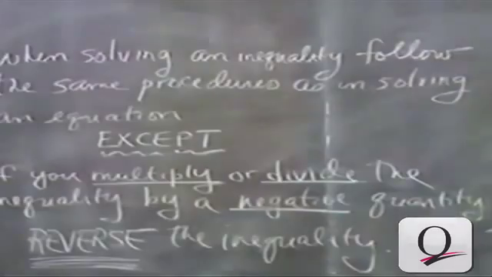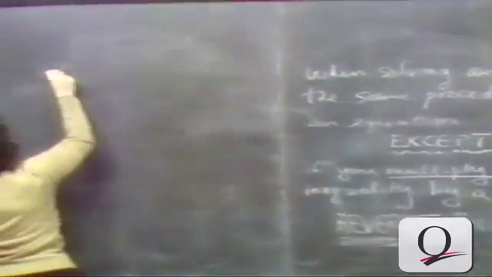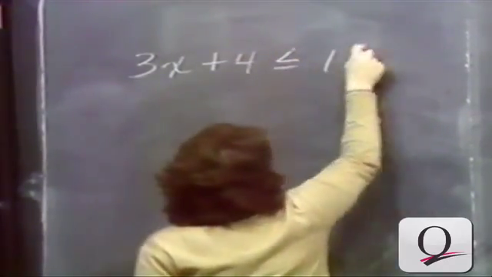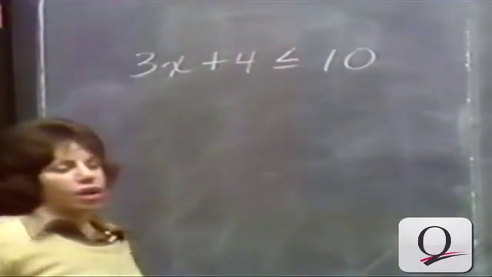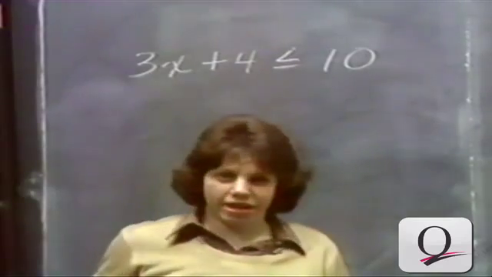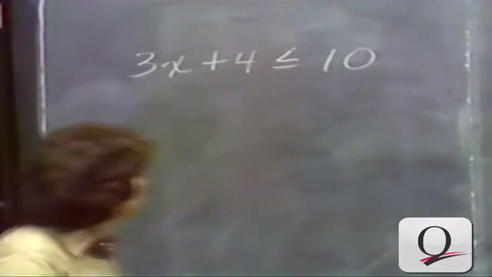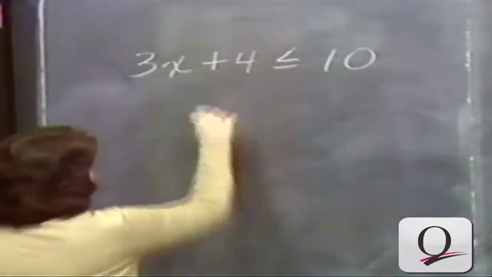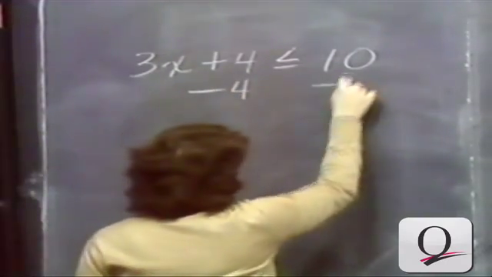Well, let's start with the first example that we had earlier, 3x plus 4 less than or equal to 10. Once again, we would like to isolate x, just as when we're solving an equation. We're going to be following the rules of inequalities. We can subtract 4 from both sides.